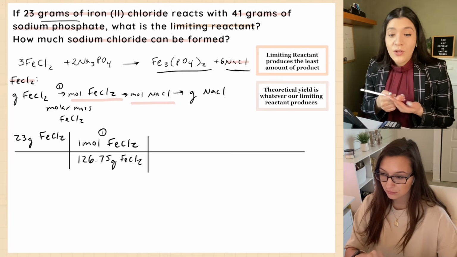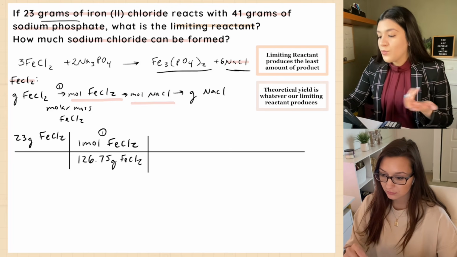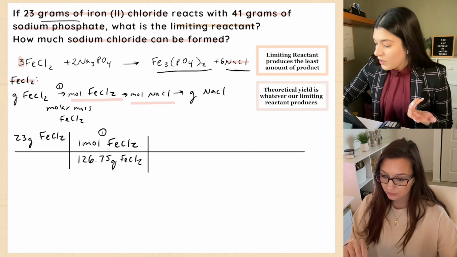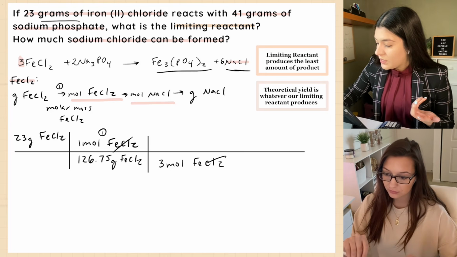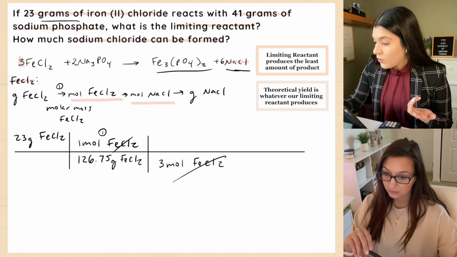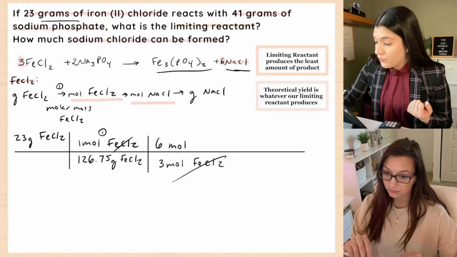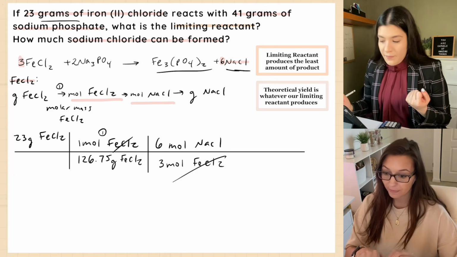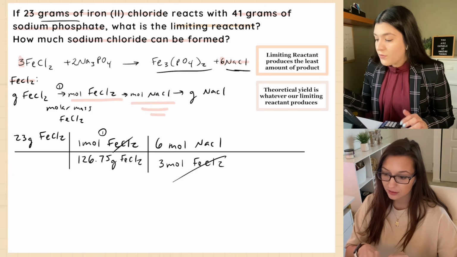So I would look at the coefficients in front of whatever I'm looking for. So the moles of iron chloride are 3, and I'm going to place that on the bottom. So 3 moles of iron chloride, just so these units could cancel. And then next I'm going to look at sodium chloride and the coefficient in front, which is 6. So that's where I'm taking these numbers from, the balanced equation. Make sense? Yeah.